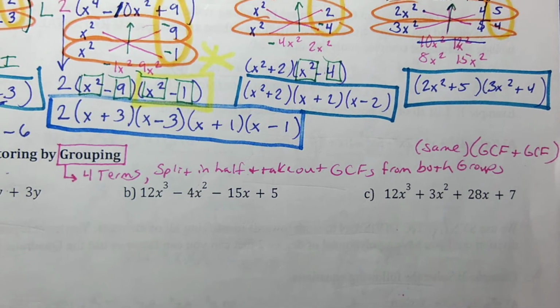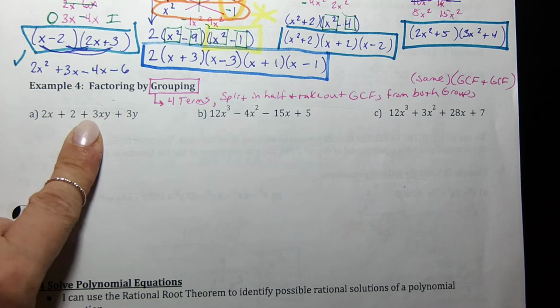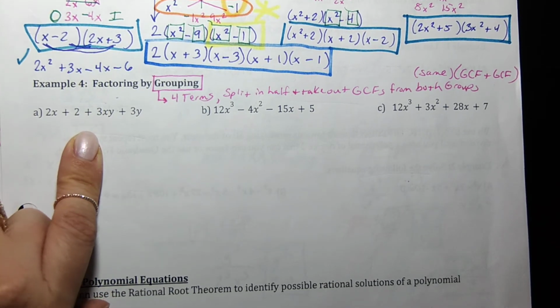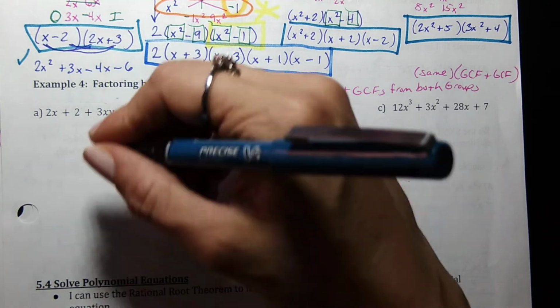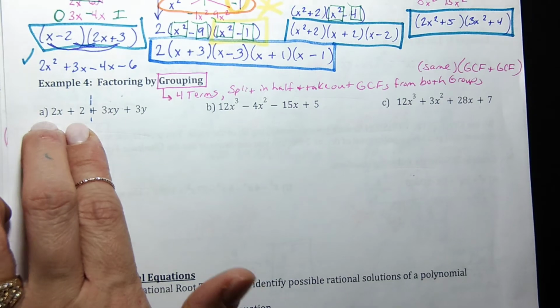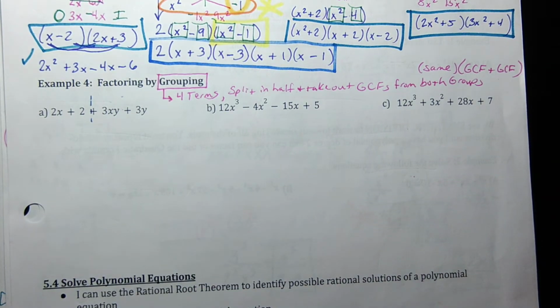So let's go ahead and just jump right into problem A. So as we're looking at this first one, we have 4 terms. We have to have 4 terms in order for us to split this equally in half. So split it in half. We got 2 terms over here. We got 2 terms over there. After we split it in half into 2 groups, we're going to take a GCF out of this group and a GCF out of the other group.